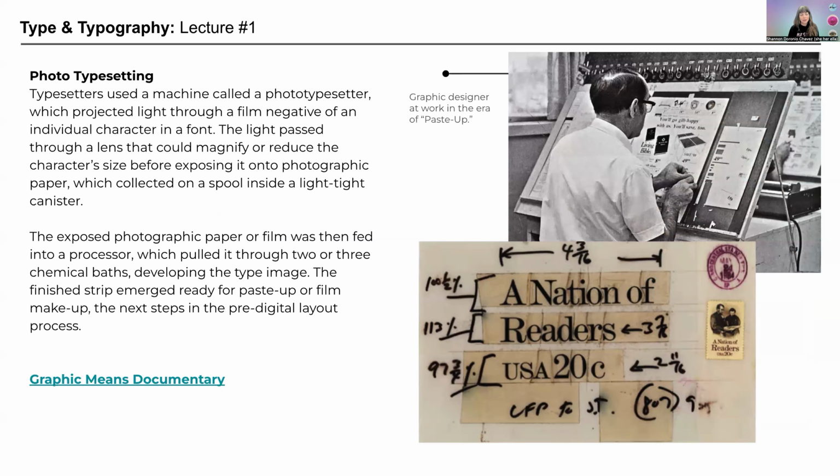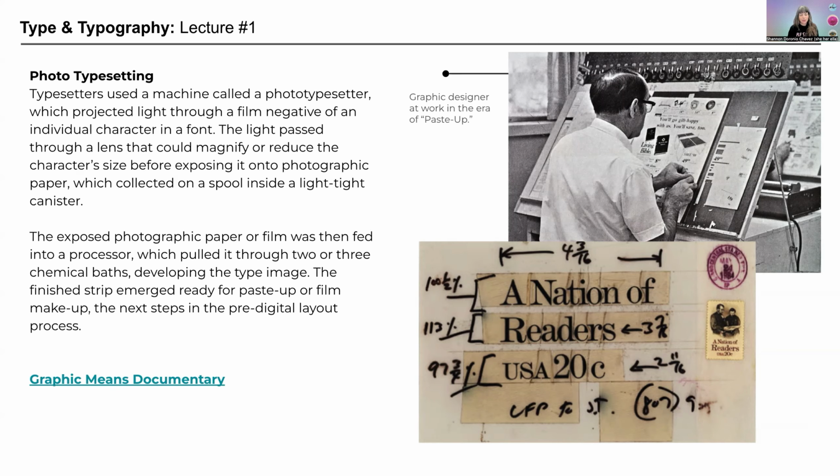Photo typesetting comes along in the 60s and 70s. Typesetters use a machine called a photo typesetter, which projects light through a film negative of an individual character within a font. The light passes through the lens and it could magnify to reduce or make larger the character size before exposing it onto photographic paper, which was collected on a spool inside a light tight canister and then was developed and it would spit it out. So sort of think about a photo booth, getting your picture taken in a photo booth. So this produced photos, clear film of letter form.